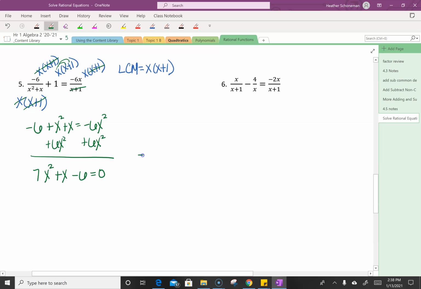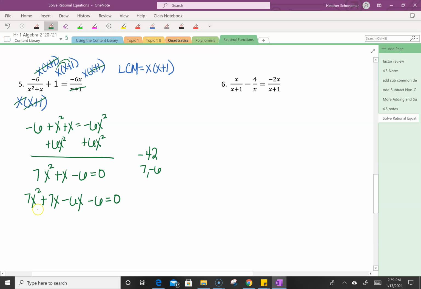7 times negative 6 is negative 42. The two numbers that multiply to negative 42 and add to 1 would be 7 and negative 6. So now I'm going to rewrite it, splitting the middle term. So I have 7x squared plus 7x minus 6x minus 6 equals 0.